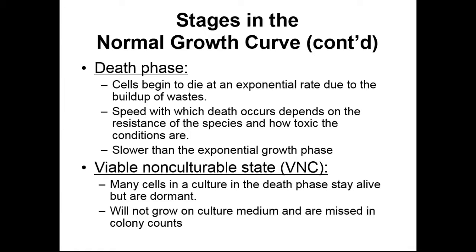The speed that this death phase occurs at is largely dependent on how resistant a specific species is and how toxic the conditions are. If you start with a known strain of antibiotic-resistant bacteria, those bacteria are generally speaking going to have a more prolonged death phase because they are going to be resistant to the antibiotics that are naturally secreted by bacteria in the stationary phase. This death phase is going to be much slower than the exponential growth phase. It's going to be very prolonged and protracted.